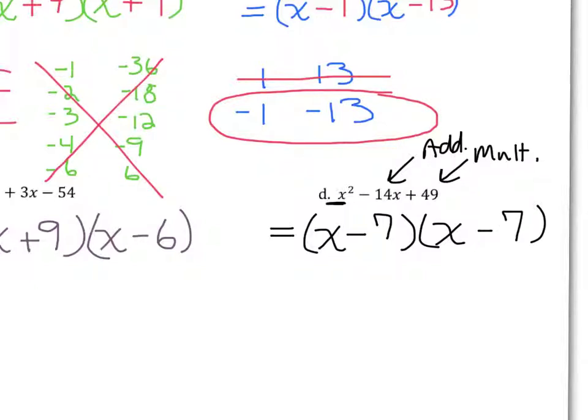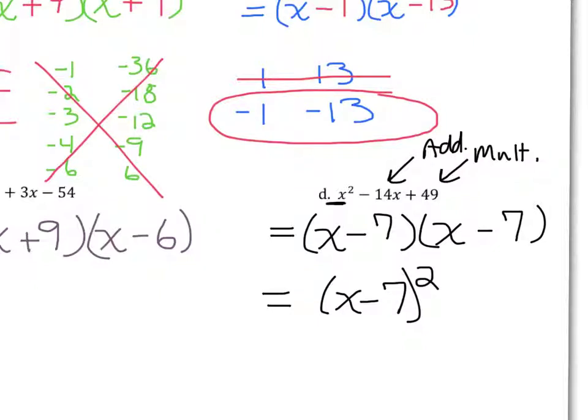Again, check yourself. Negative 7 times negative 7 is a positive 49, and negative 7 plus negative 7 is a negative 14. All right, we can go one additional step. Anytime we have two things that are multiplied together and they're the same thing, we can write it as one quantity squared. And so that can be written as x minus 7 quantity squared.